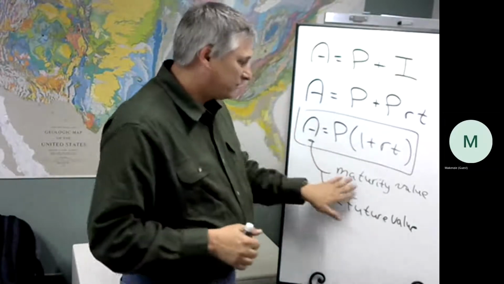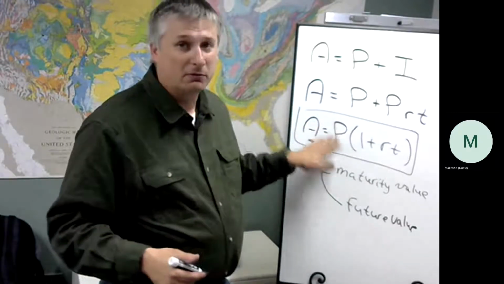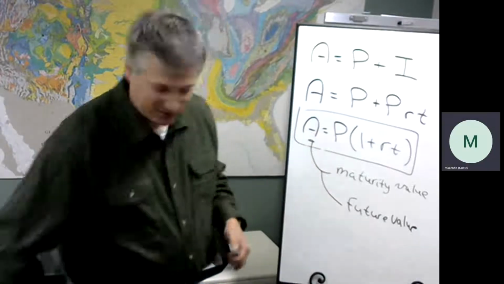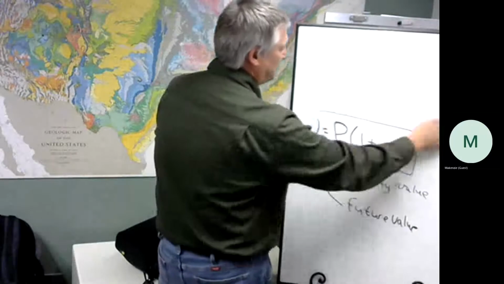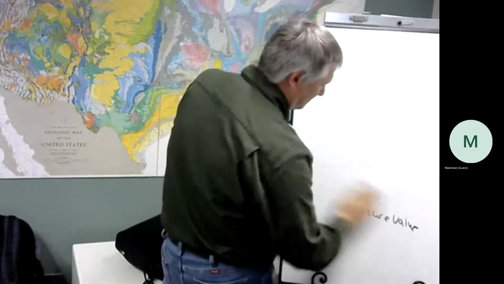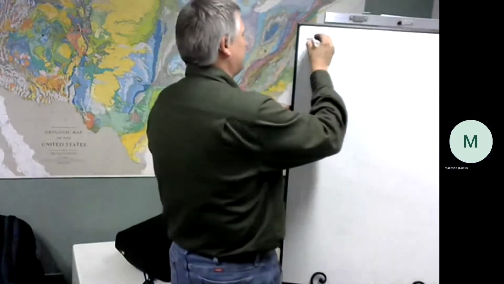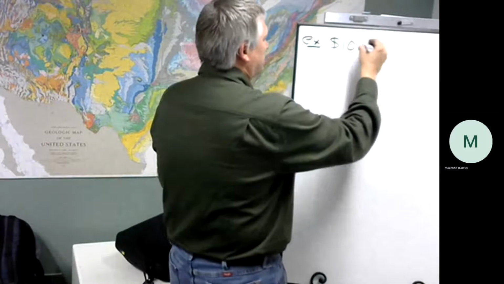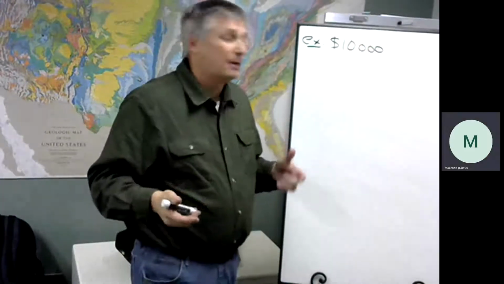So you'll see them referred, you'll see it used, but ultimately what you're going to do is use the same formula for maturity value or future value. So someone might ask, what's the future value or the maturity value if we have a situation like this? So let's say we borrowed $10,000. So since we borrowed it, we're going to be paying it back. This would be a maturity value.